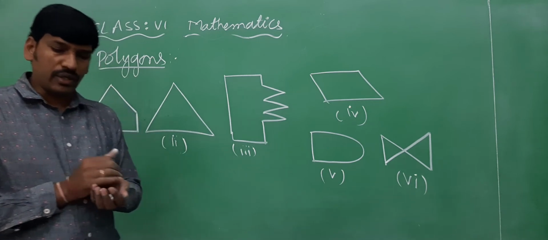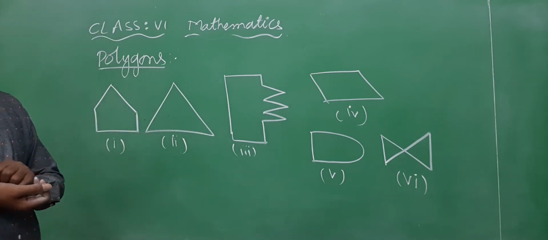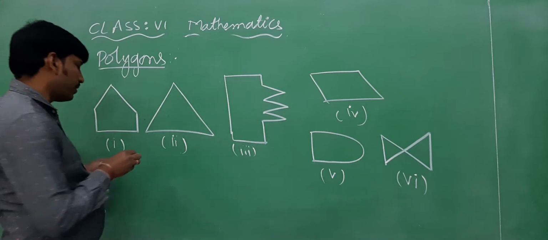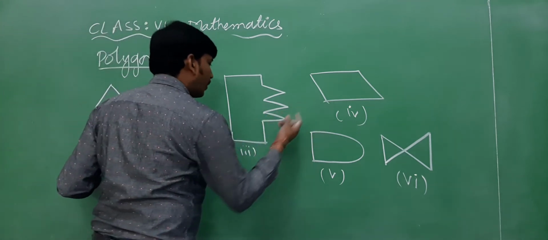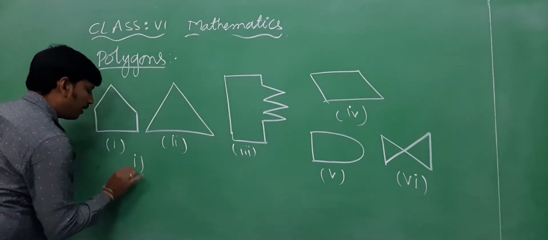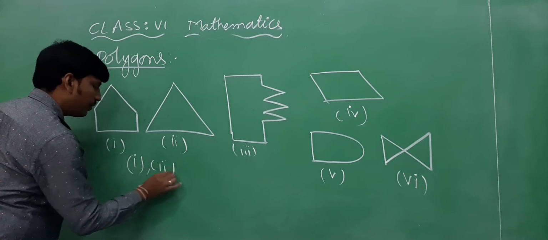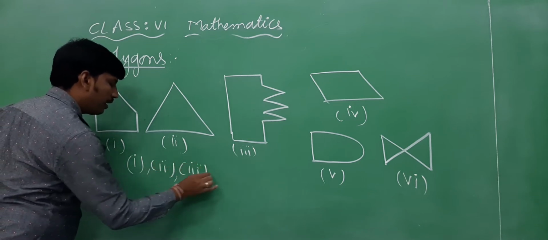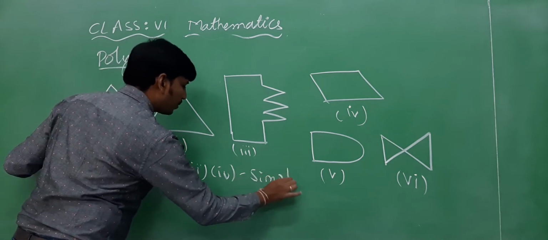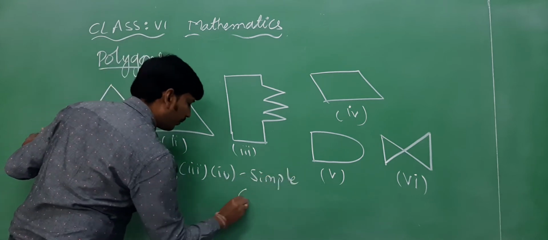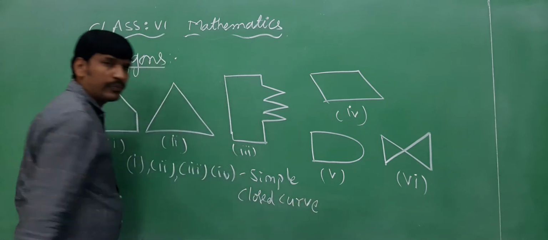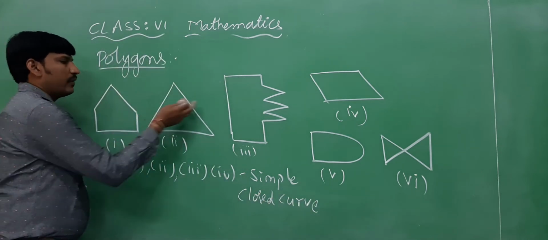Out of these, 1, 2, 3 and 4 are also simple closed curves. Clear? Why are they called simple closed curves? Can you tell me? Because they never cross anywhere.